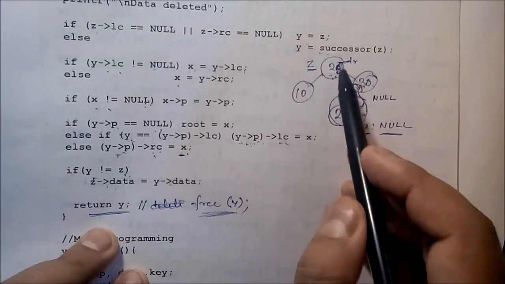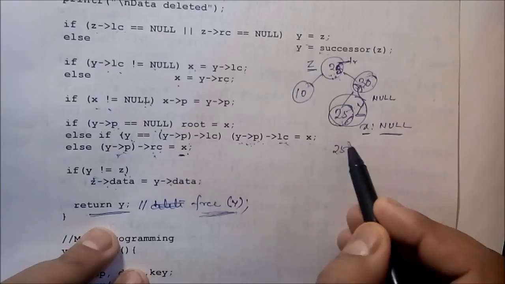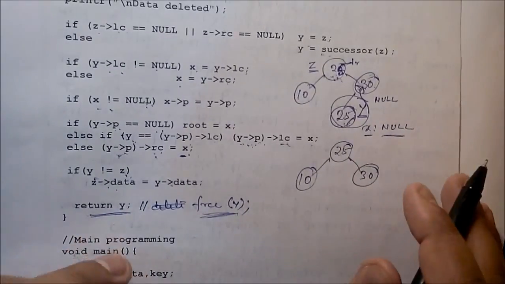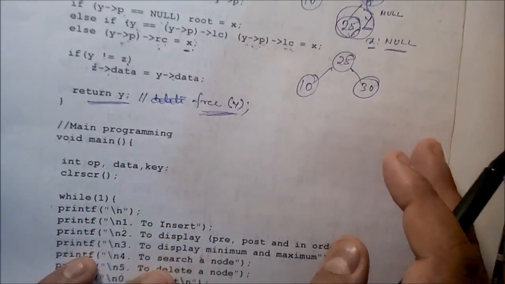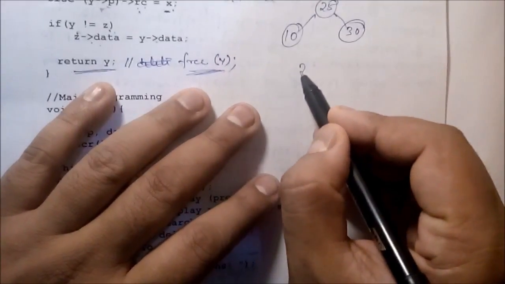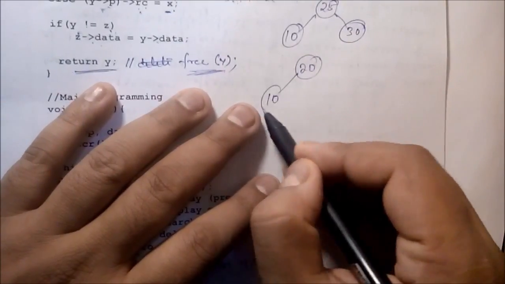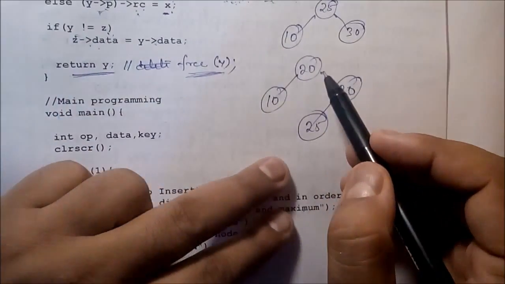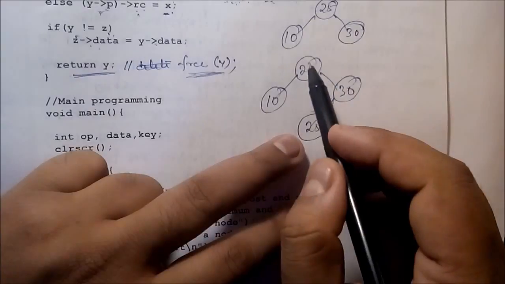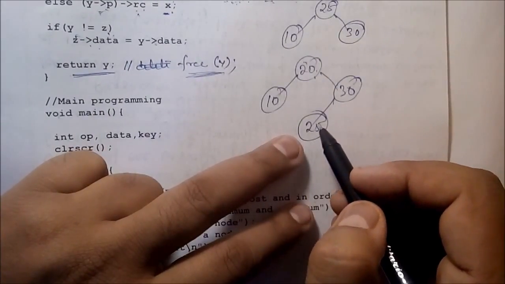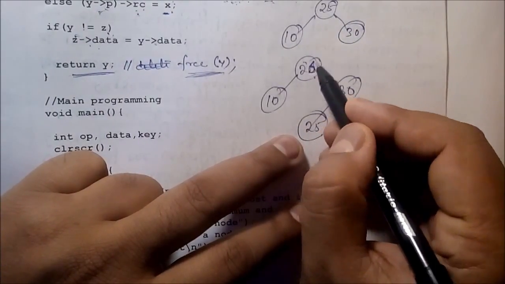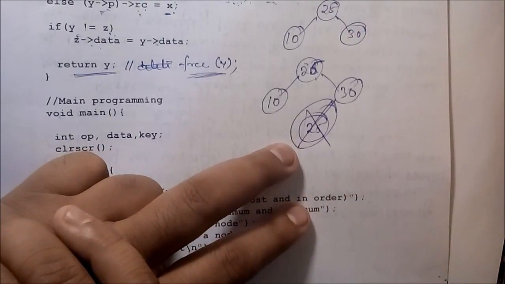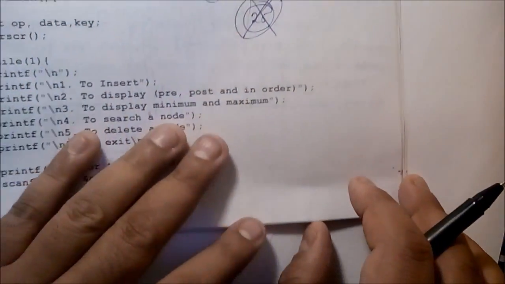Now if you want to delete 20, the tree becomes 25, 10 and 30. That means suppose 20, 10, 30, 25 is there. You just identify the successor of this 20. The successor of 20 is 25. Update this particular value and delete this particular value. Clear?